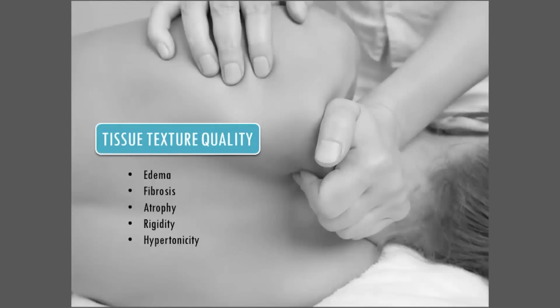Tissue texture quality. There are several descriptors of tissue quality, and they are the foundation of palpable findings that often direct the treatment focus. They include edema, which means increased fluid or swelling; fibrosis, which means a thickening and scarring; atrophy, which means loss of muscle mass; rigidity, which means stiff, hard, and not flexible; hypertonicity, which means increased muscle tone. Tissue texture quality changes can be a result of changes in blood flow, inflammation, and increased neural activity within a given region.